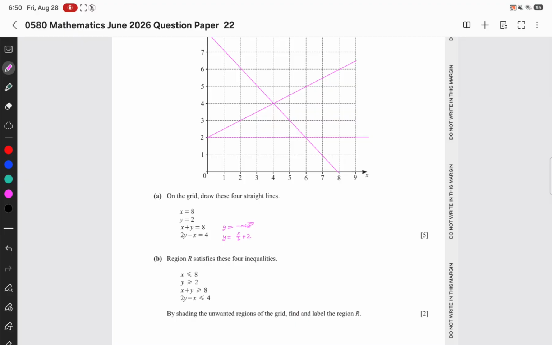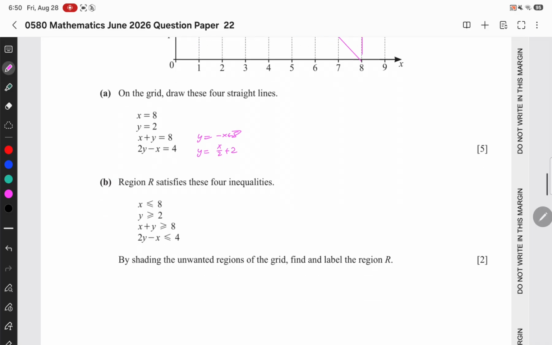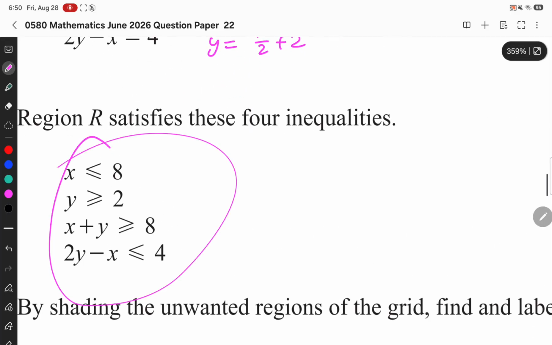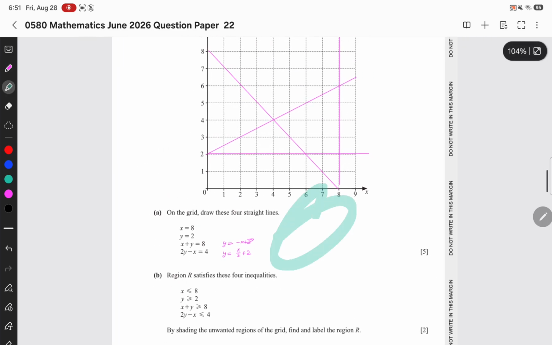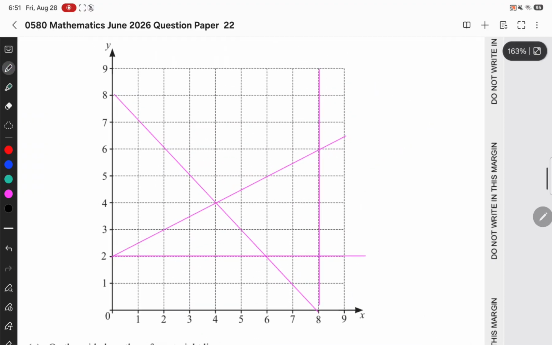By shading the unwanted regions of the graph, find and label the region R. These 4 inequalities. We want to find and label the region R by shading the unwanted regions. What regions do we want? This. So let's go. Okay, I'm doing it with this. Then I will shade the regions.